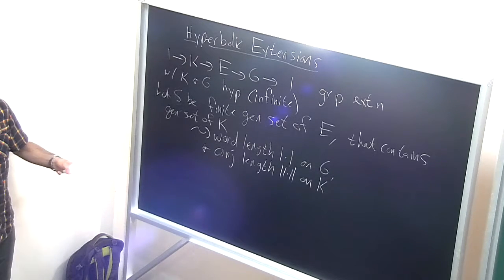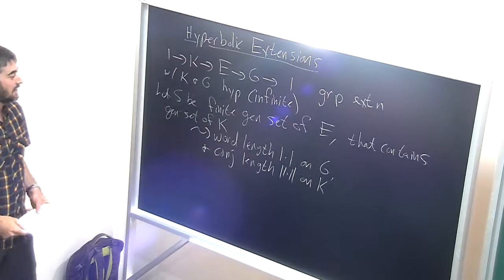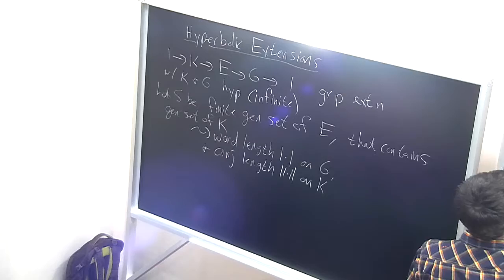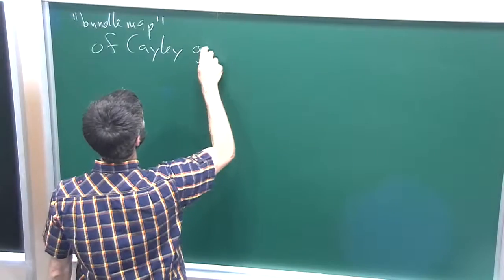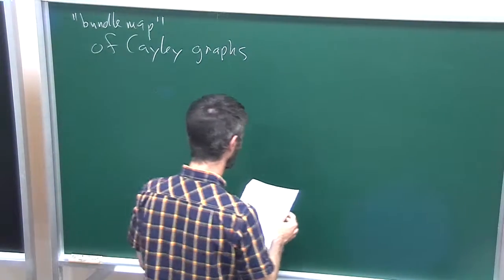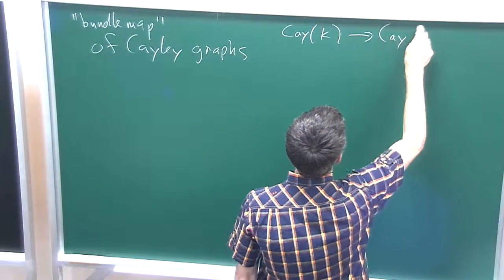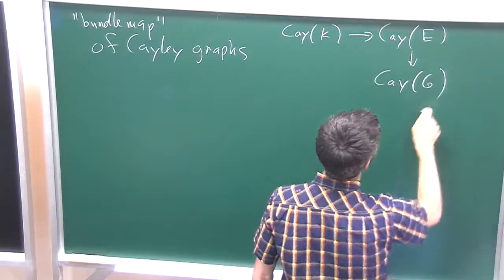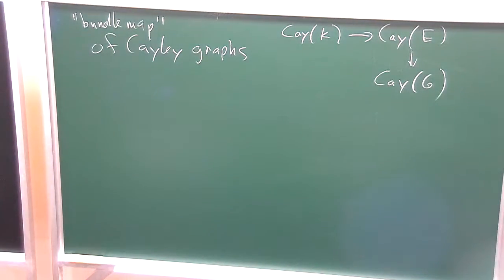Again, the conjugacy length of some element of a group is just the minimal word length of anything in its conjugacy class. OK. So now I get a bundle map of Cayley graphs. Let me just call it the Cayley graph for K goes to the Cayley graph for E, which projects down onto the Cayley graph for G. Again, I'm suppressing the generating sets here. So you should think about this as a nice bundle.